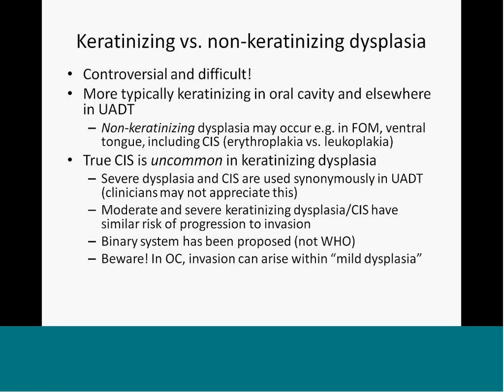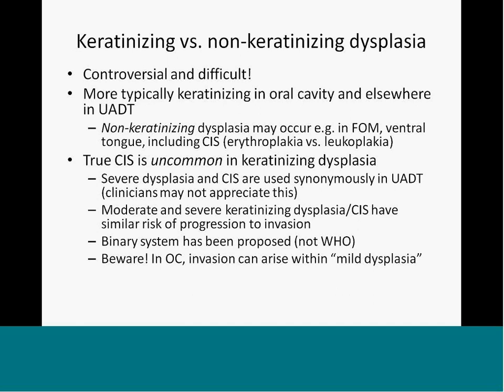The protocol discusses quite extensively the issue of keratinizing versus non-keratinizing dysplasia in the upper airway, and this is a controversial topic. It creates interobserver variability, I think, in the grading of dysplasia in the upper airway. But typically in the oral cavity and elsewhere in the upper aerodigestive tract, we see keratinizing dysplasia. Not to say that we don't see non-keratinizing dysplasia. We certainly do see it, especially in the floor of the mouth and on the undersurface of the tongue.